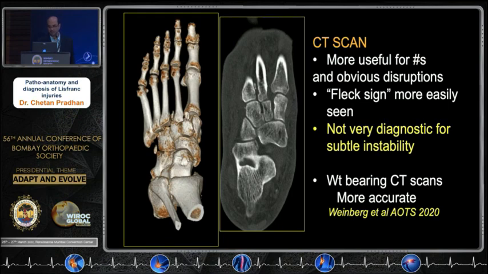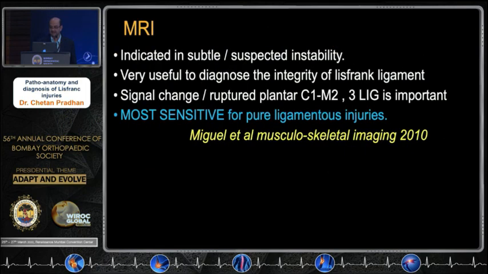CT scan is obviously more useful and diagnoses most of these fractures and dislocations. The fleck sign is also more easily seen on a CT. And nowadays, weight-bearing CT scans are possible, and those are advocated to diagnose subtle instabilities. MRI, again, is more useful in a subtle, unstable situation to diagnose the integrity of the plantar and the interosseous Lisfranc ligament. A signal change or a ruptured plantar ligament is diagnostic. And like I said, it's more sensitive for pure ligamentous injuries.